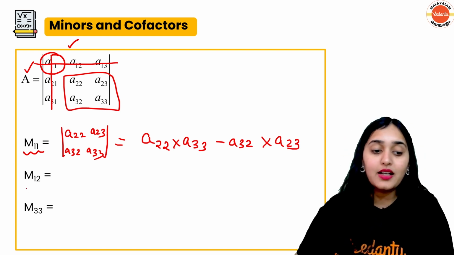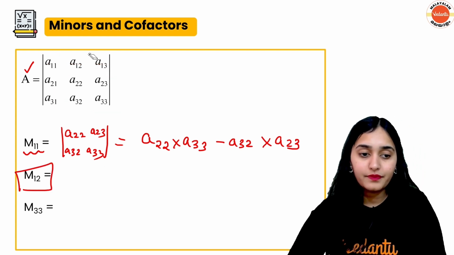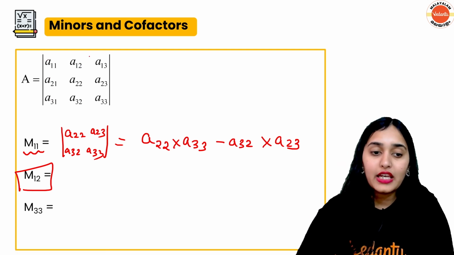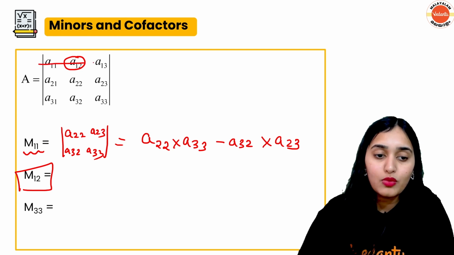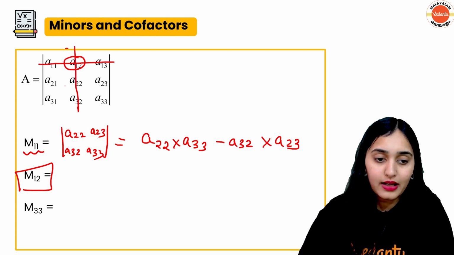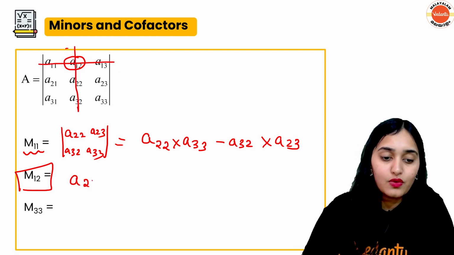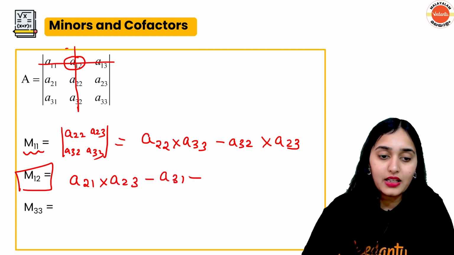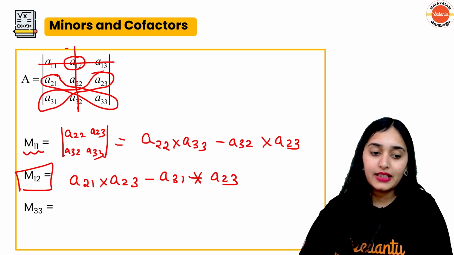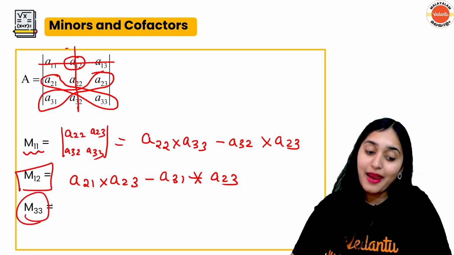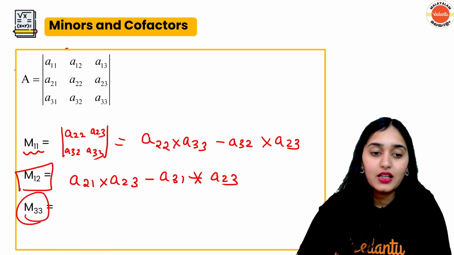Okay. Similarly, M12 will be what? Observe here. So M12 is A12's minor. So remove the row, remove the column. What is left? A21 into A23 minus A31 into A23. So this into this minus this into this. Clear? Similarly, if you want to calculate M33, what will that be?